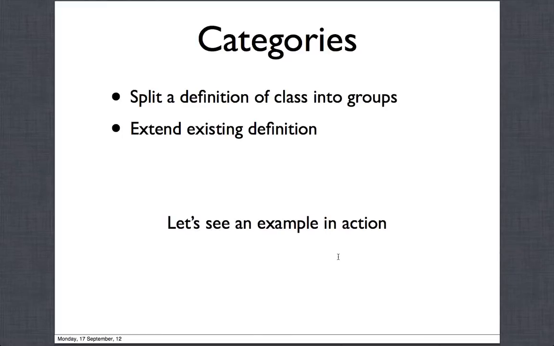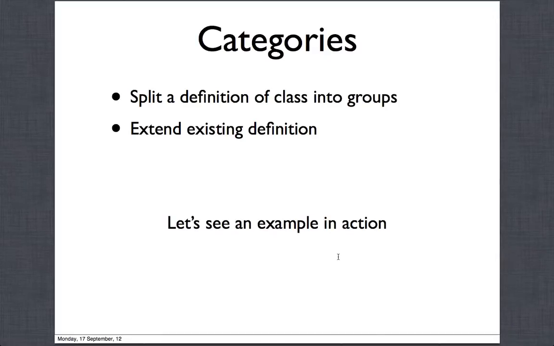So one of the ways to use a category is to split the definition of a class into different pieces and implement them separately, but it's still a single class. And if you create an object of that class, you can still call any method from any group. So for that part, nothing changes.